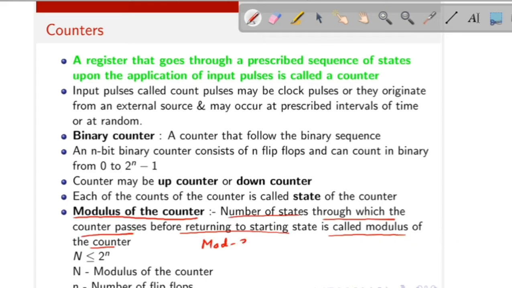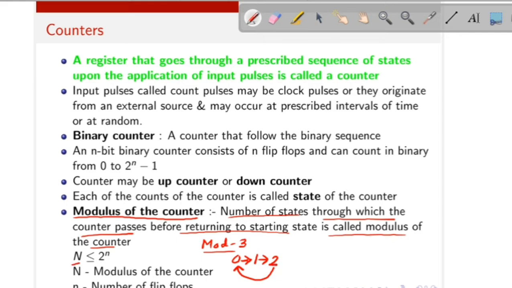A mod 3 counter means it counts from 0, then goes to 1, then from 1 it goes to 2, then from 2 it goes to 0. So the maximum number of states is only 3. The number of states through which the counter passes before returning to the starting state is called the modulus of the counter. So a mod 3 counter has 3 states: 0, 1, 2.